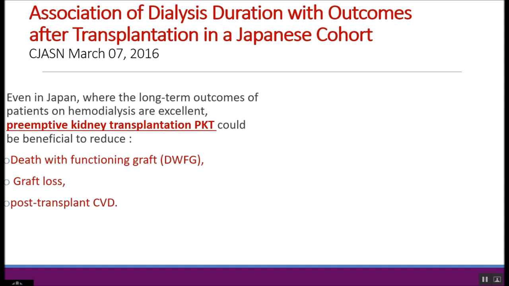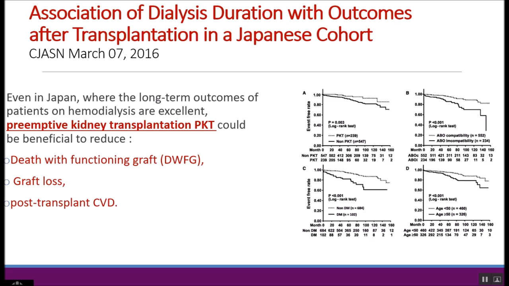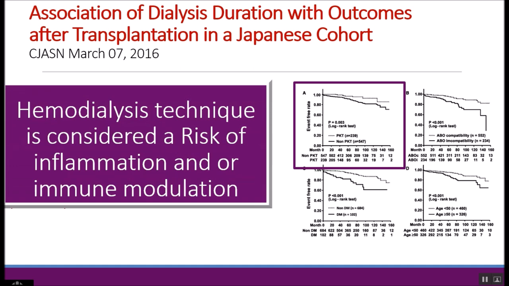The association of dialysis duration with outcome after transplantation in a Japanese cohort identified that preemptive kidney transplantation could be beneficial for death with functioning graft, graft loss, and post-transplant cardiovascular disease. This means that the current hemodialysis technique is considered a risk of inflammation and/or immune modulation. While adequacy is achieved, the hemodialysis technique still carries a risk of inflammation.